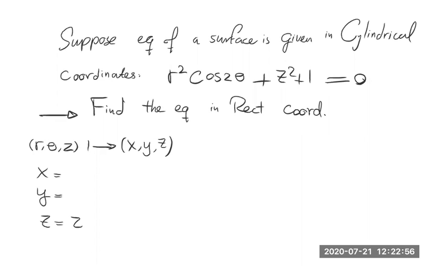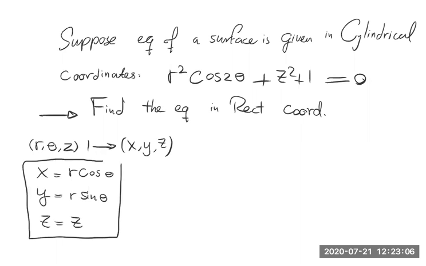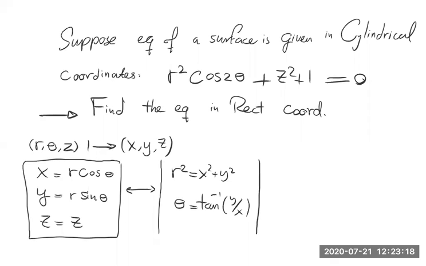Well, z is z. There's nothing wrong with that. x is r cosine of theta. y is r sine of theta. That's one set of equations. The other set of equations we had was r squared is x squared plus y squared, and theta is tangent inverse, or arctangent, of y over x. I won't tell you which one you should use. You should think about it yourself for a few minutes.